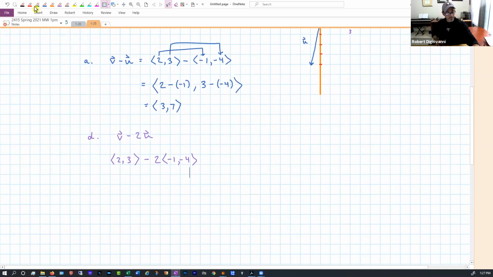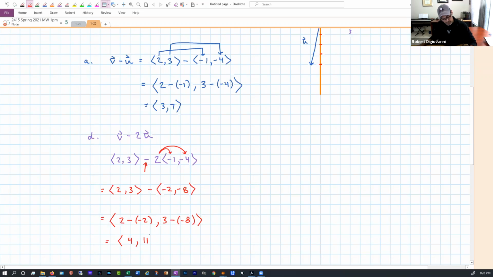So you have two options here. You can just pass the 2 through and keep that a minus, or you can pass a -2 through and turn it into a plus. It's your choice. I'm going to leave the minus there and pass the 2 through first. Okay, so there's my scalar multiplication of this vector. And then I'm going to subtract these two by doing 2, take away -2, and then 3, take away -8. And so you should get a vector 4, 11.